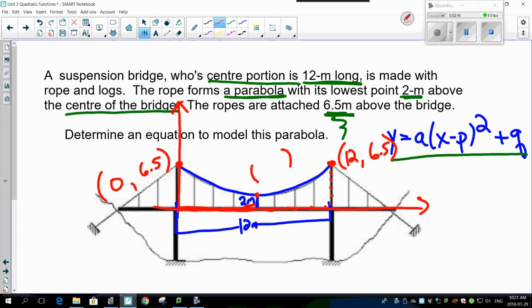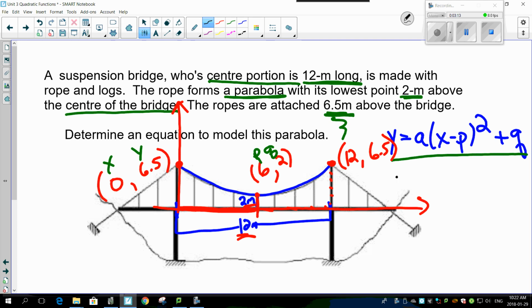From here to here, halfway would be 6. And the height is 2. How do I know it's 6? Half of 12. Halfway point, right? Everything's symmetrical. So this is no different than what you've done in the previous podcasts. It actually becomes quite routine. There's your X, Y value. There's your P. There's your Q. Find the equation. So let's just substitute it in and find the equation.